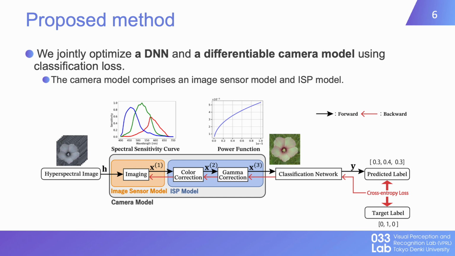The camera model has two parts, an image sensor and an ISP. For joint optimization, we made the whole camera model differentiable. This lets us backpropagate the loss from the DNN to the ISP and image sensor. Next, I will explain how we modeled each component.